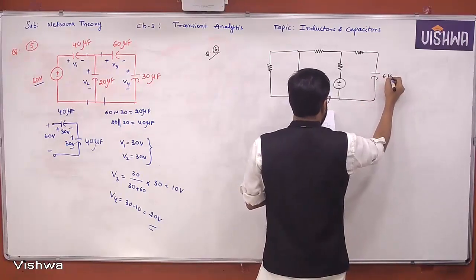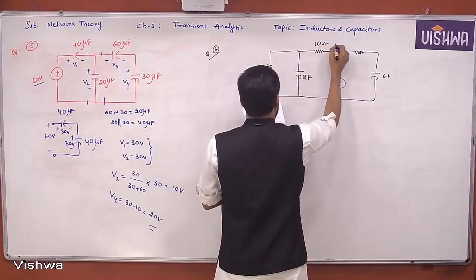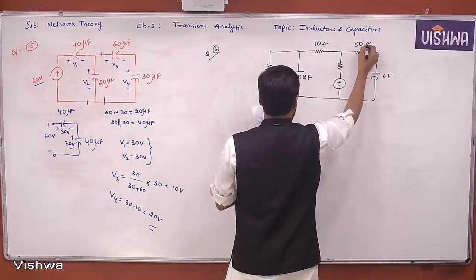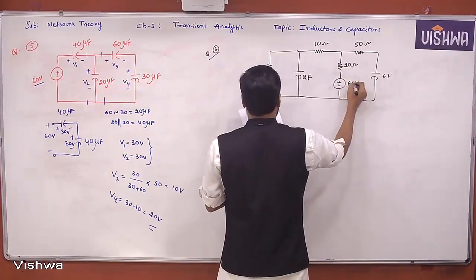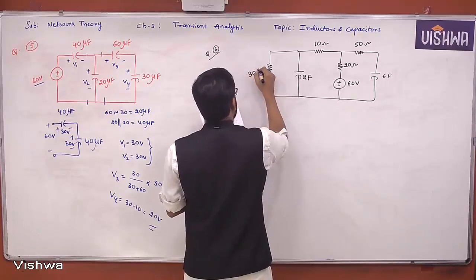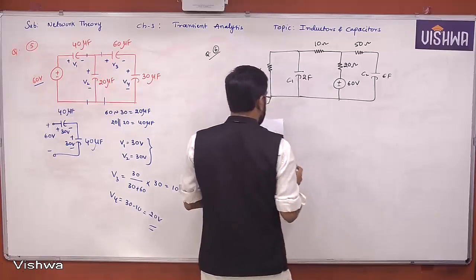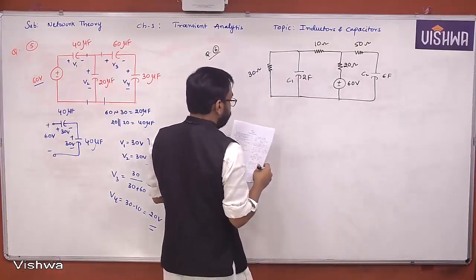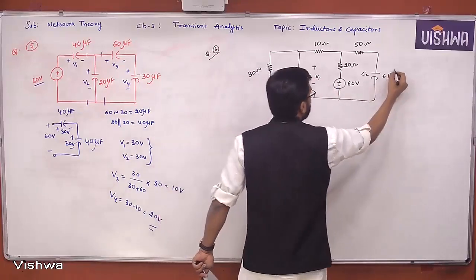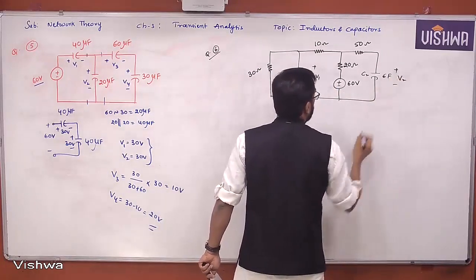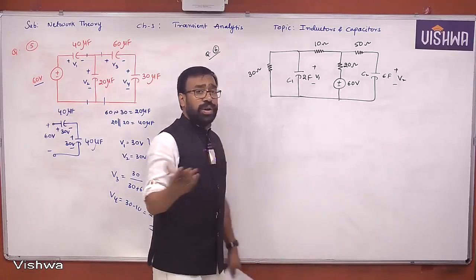This is 6 farad. This is 2 farad. 10 ohm. 50 ohm. 20 ohm. 60 volts. 30 ohm. C1 and C2. Okay, so we need to find what is V1 and what is W1, what is V2 and what is W2. Okay, both energy as well as voltage. So of course, once you know the voltage, you can find the energy easily.